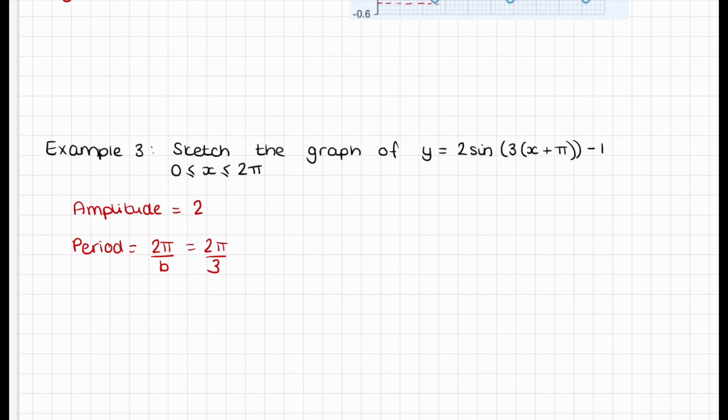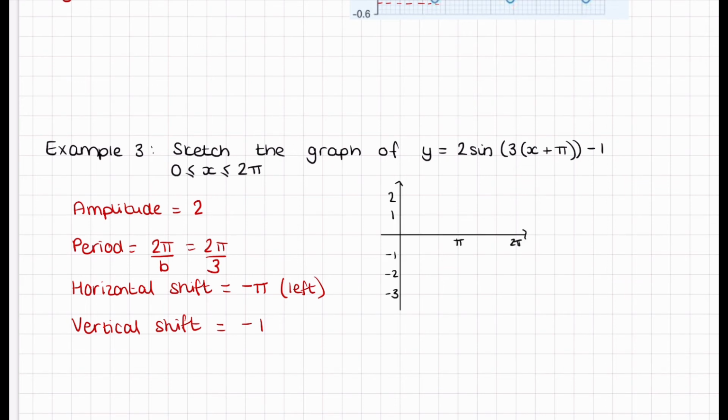We're looking at the horizontal shift. So the number added or subtracted from the x is plus pi, which means the horizontal shift will be minus pi, which means it'll move to the left. And the vertical shift is minus 1, so it's going to move down by 1. So now we can draw our graph.